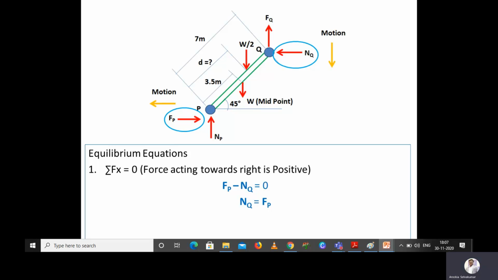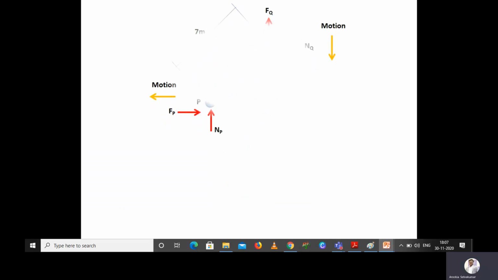We have already said that the frictional force is equal to the coefficient of friction multiplied by the normal reaction. So we can substitute Fp as mu P and Np. From that we can write 0.5 Np, that means mu P is 0.5 and Np is as it is. So Nq is equal to 0.5 Np. This is the first equation, based on equilibrium equation number 1. After that we move to the second equilibrium condition.